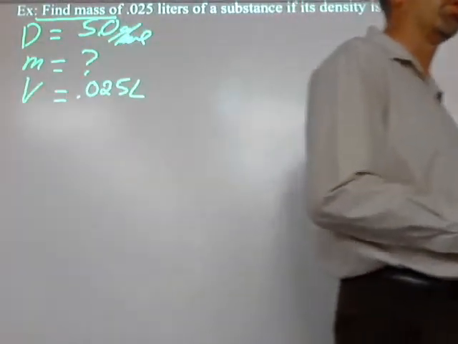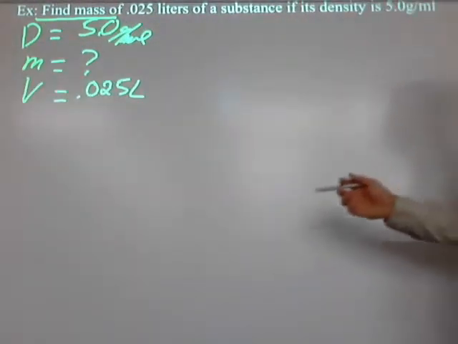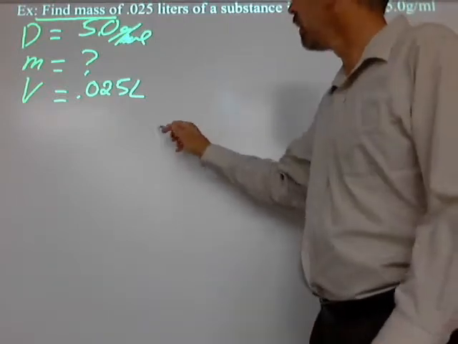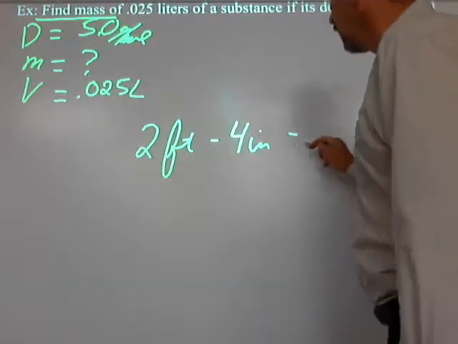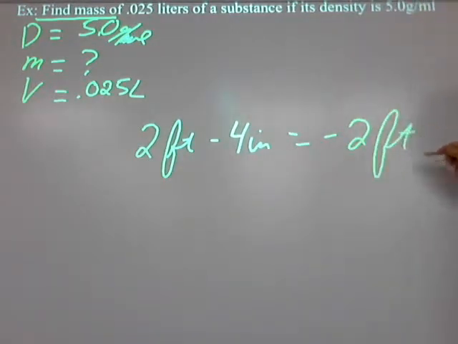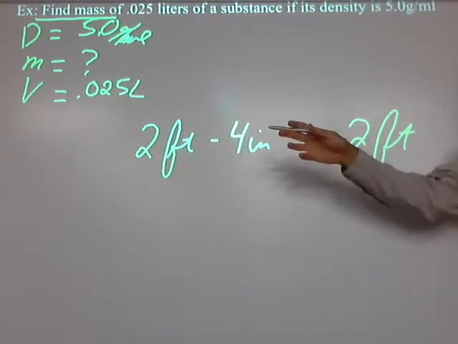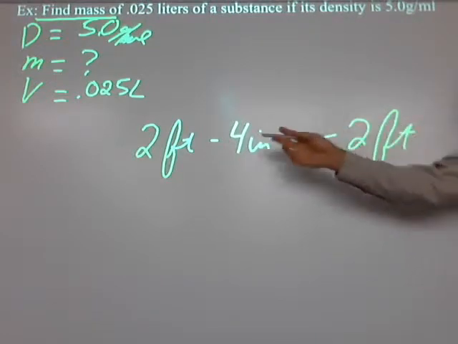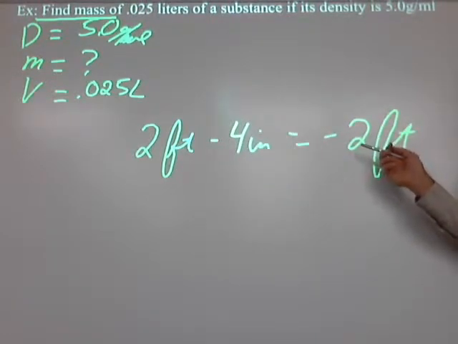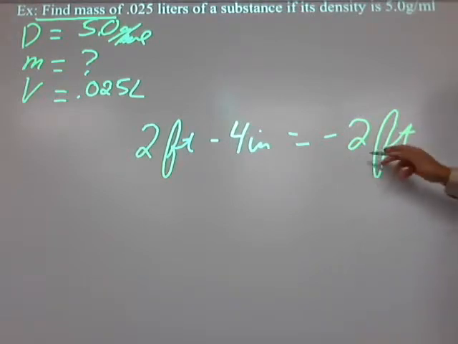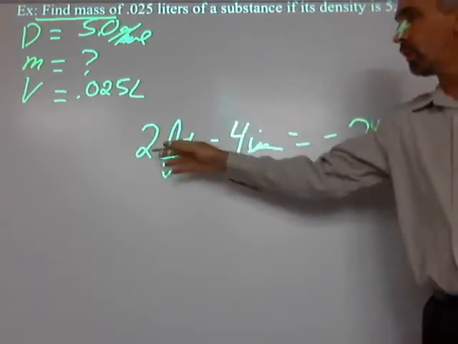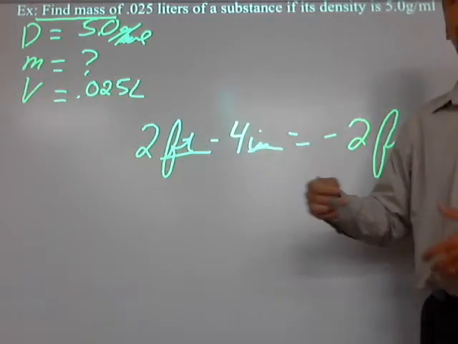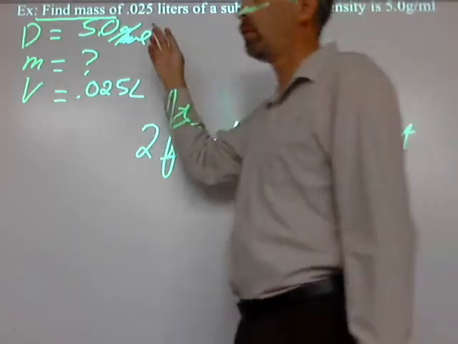I can't do this problem the way it is. Kind of like this. I use this as an example. Don't write it down. 2 feet minus 4 inches equals negative 2 feet. Does that make sense? If you take away 4 inches from 2 feet, is that what you get? Well, 2 minus 4 is negative 2. Isn't that right? Obviously not, because inches and feet. I can't have, in the same operation, different units for the same quantity. I've got to be able to change them to the right one.